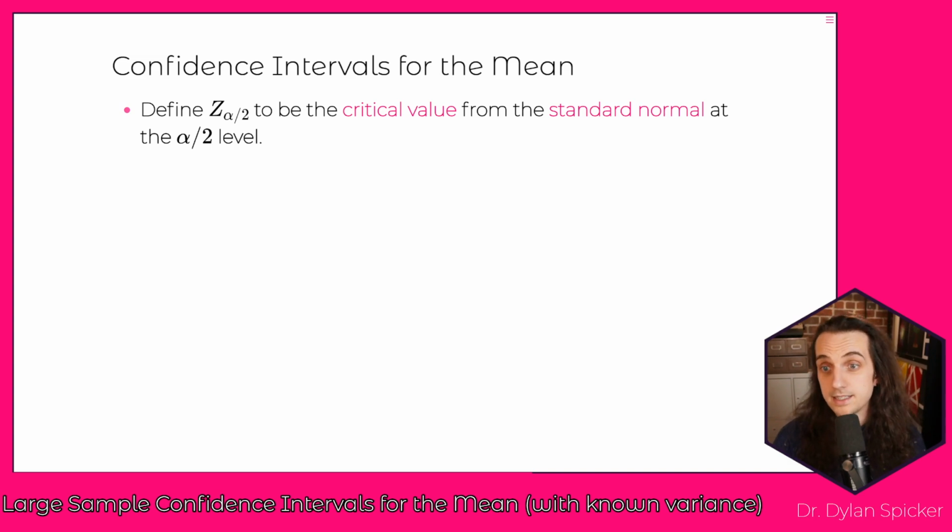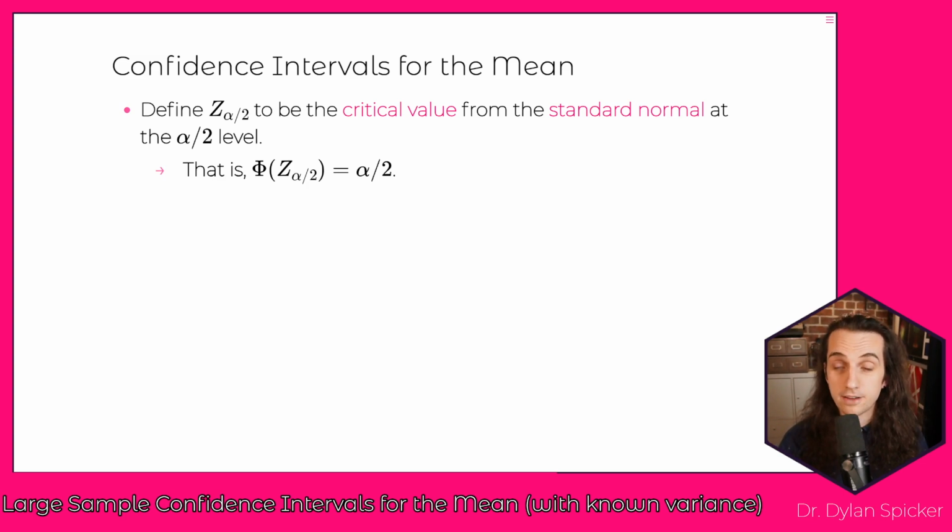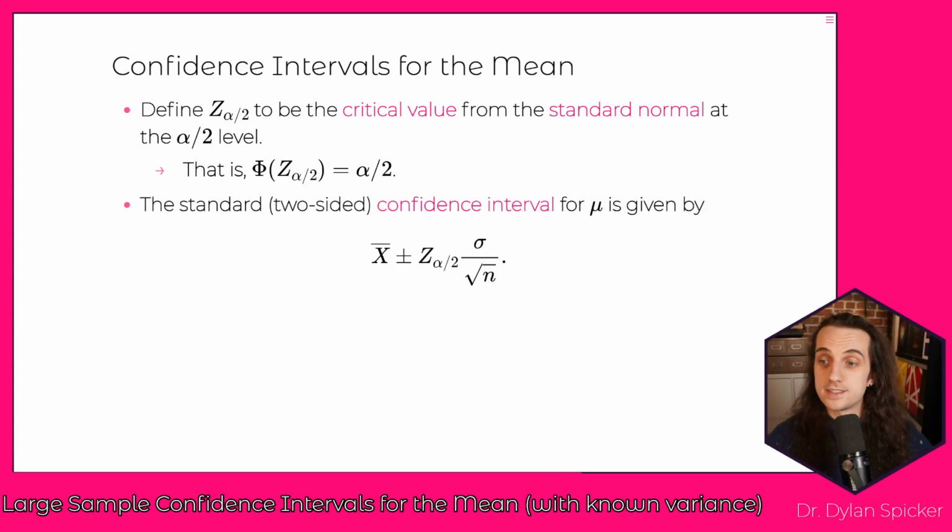So if we take z alpha over 2 to be the critical value from the standard normal at the alpha over 2 level, right? So this is the value that if you were to plug into the CDF of the normal, you would get alpha over 2 out of it. Then we can form a two-sided confidence interval by taking x bar plus or minus z alpha over 2 times the population standard deviation divided by the square root of n. This is exactly the same form that we have for the normal distribution.